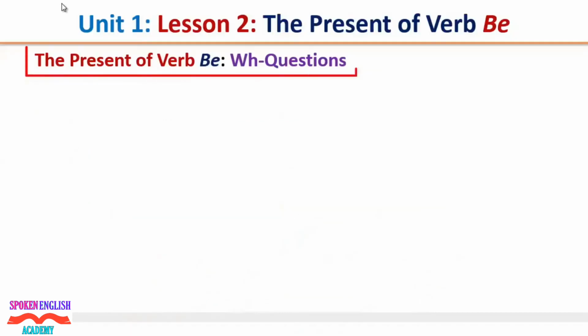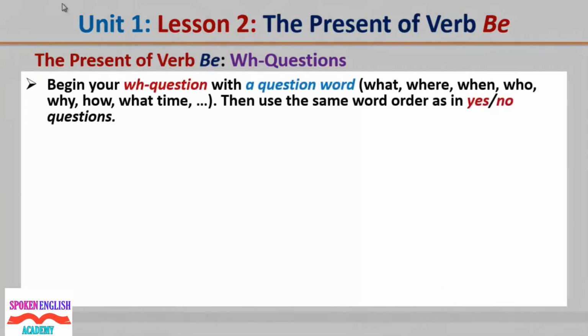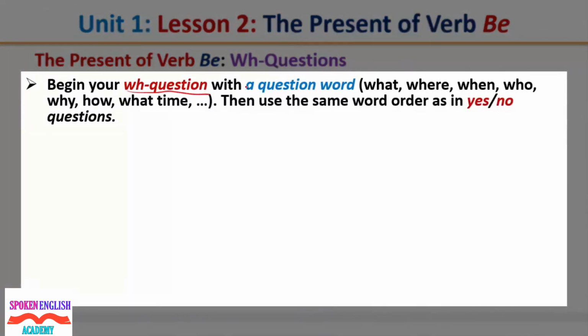The present of verb be: WH questions. Begin your WH question with a question word. For example, what, where, when, who, why, how, what time, etc. Then use the same word order as in yes no question. Now, by the same word order, we mean use the verb am, is, are, plus the subject. Now here the subject could be either a pronoun or a noun.